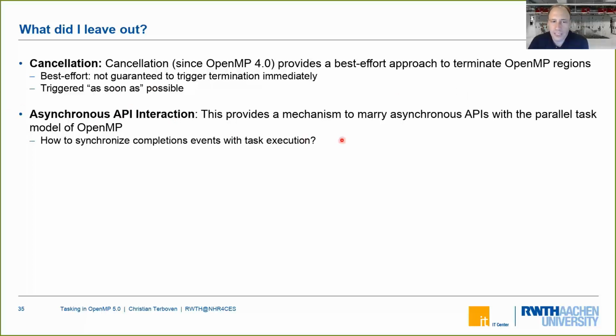And also what I didn't cover is what I call the asynchronous API interaction, so that there are mechanisms to marry asynchronous APIs like CUDA, to some extent also MPI, with the model of OpenMP, because I can have an example on that in the next talk about offloading. That's it. Thank you very much.